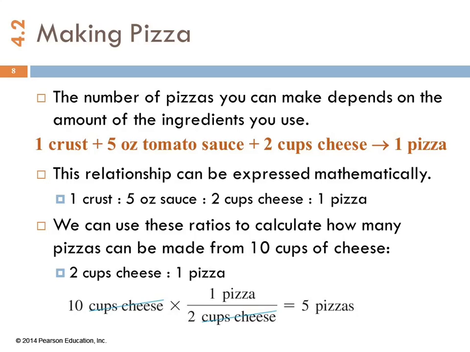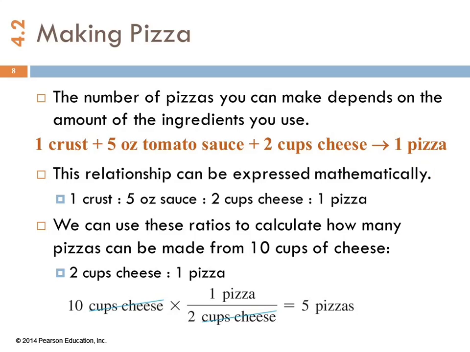Now suddenly, we're going to talk about pizza. I know, maybe you're getting hungry for lunch. Chemical reactions have a lot of things in common with recipes. Okay, how do you make a pizza? Well, you could do it different ways, but this is one way. 1 crust, 5 ounces of tomato sauce, 2 cups of cheese gets you a 1 cheese pizza.